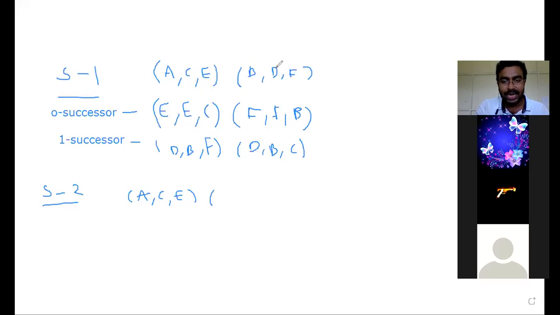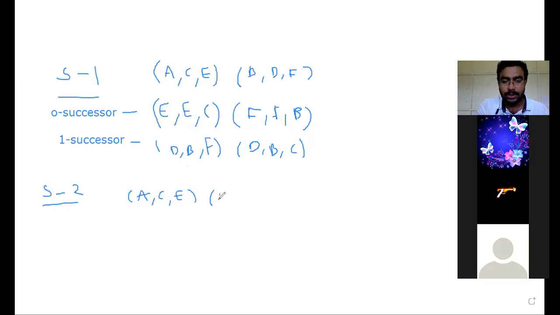D is available in the second group. B is also available in the second group. When I check this third element, that is C, which is available in the first group, which means that both next states of B, D are in the same group, but the next state of F, that is C, is available in a separate group. So I have to separate them into separate groups. I have to separate B, D, F into two groups.